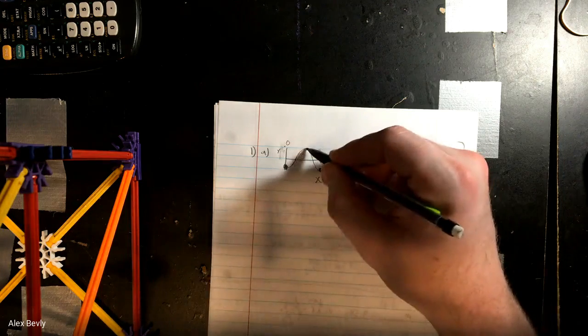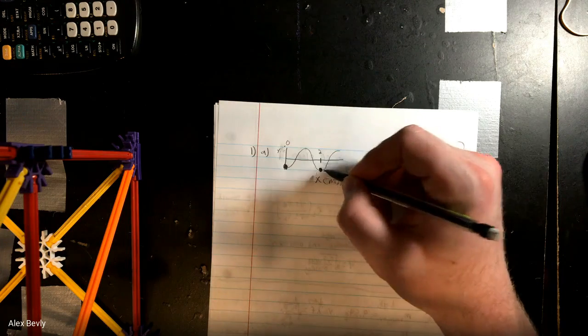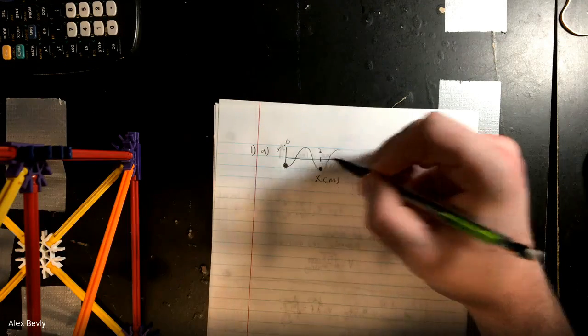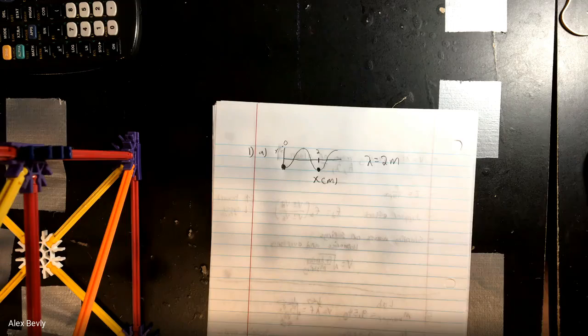What's a crest? Crest is the top, trough is the bottom. What's in the middle? The middle is the equilibrium position. Okay.